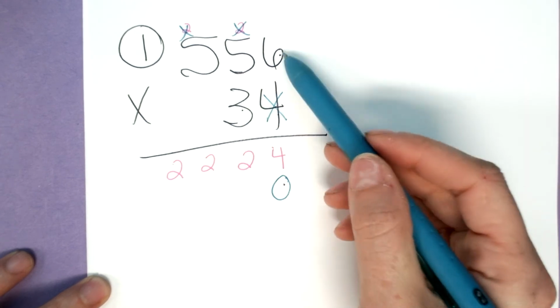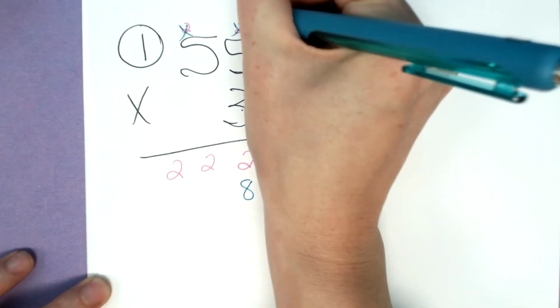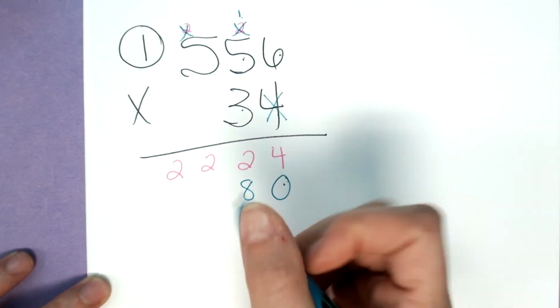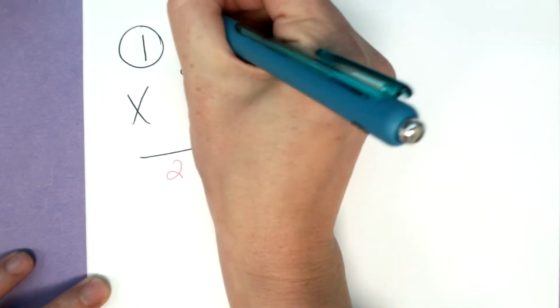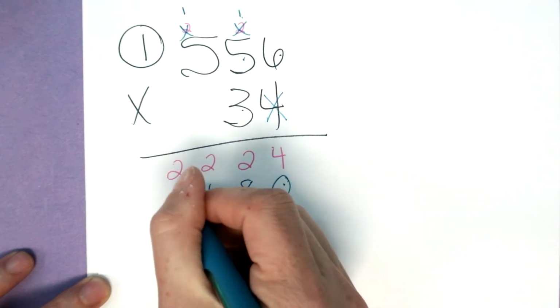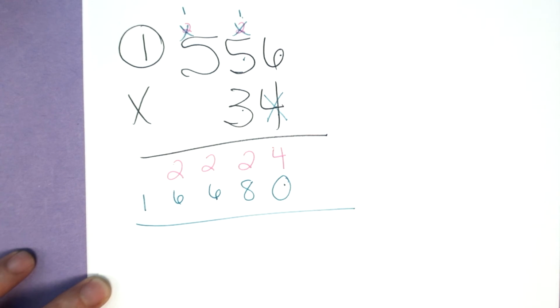What's 3 times 6? 18. Write your 8, carry your 1. 3 times 5 is 15, plus 1 is 16. All right, now we need to add all that up.